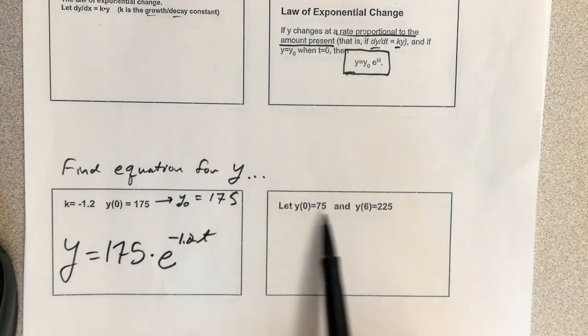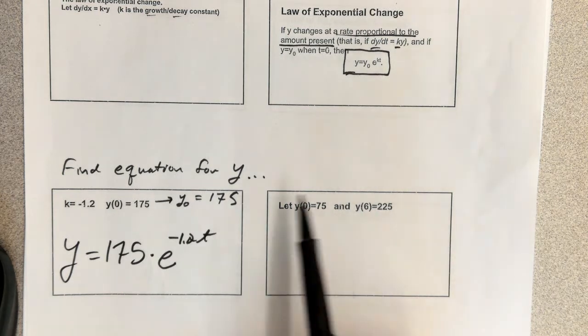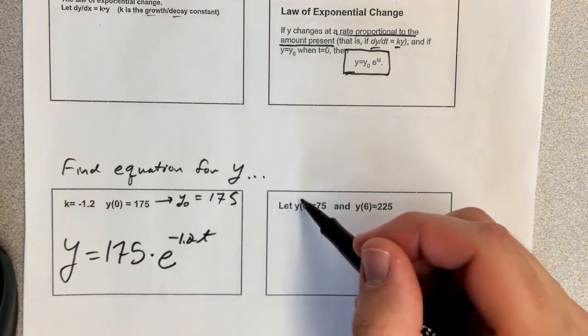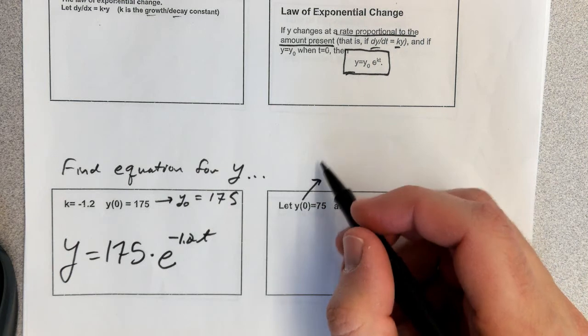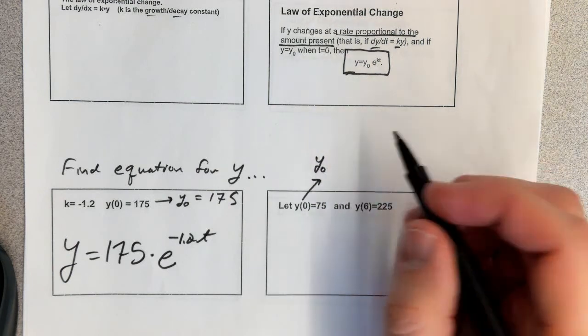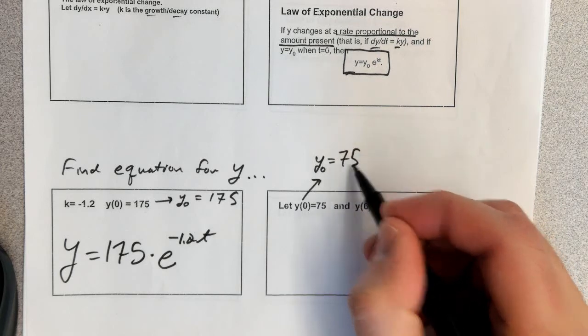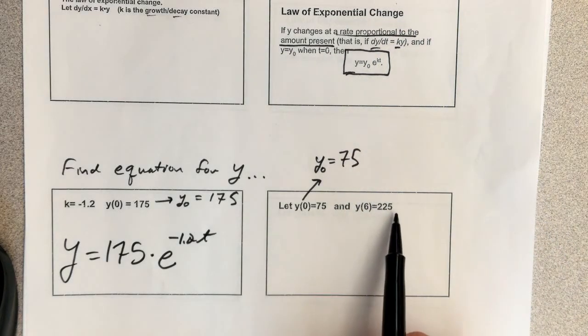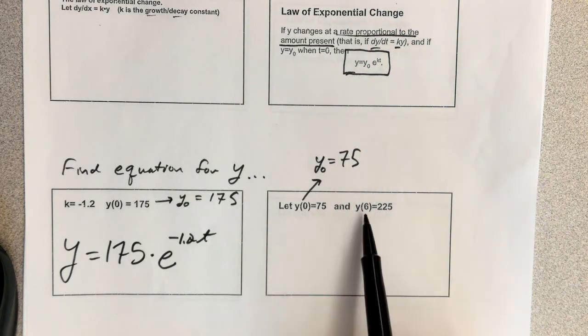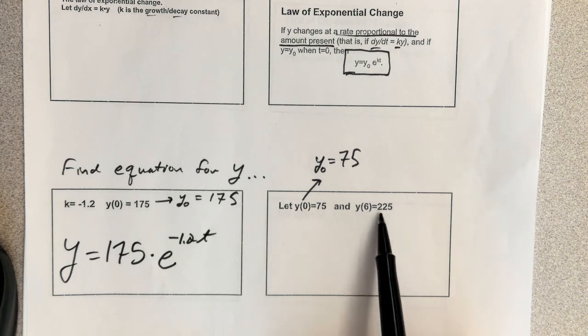Let's look at this one over here where we've got different information. We have y0 equals 75. Remember that y of 0 equals 75. Remember that's just y sub 0. Sometimes it's called y naught. But anyway, that's 75. And then y of 6 equals 225. So that means that at t equals 6, y is 225.